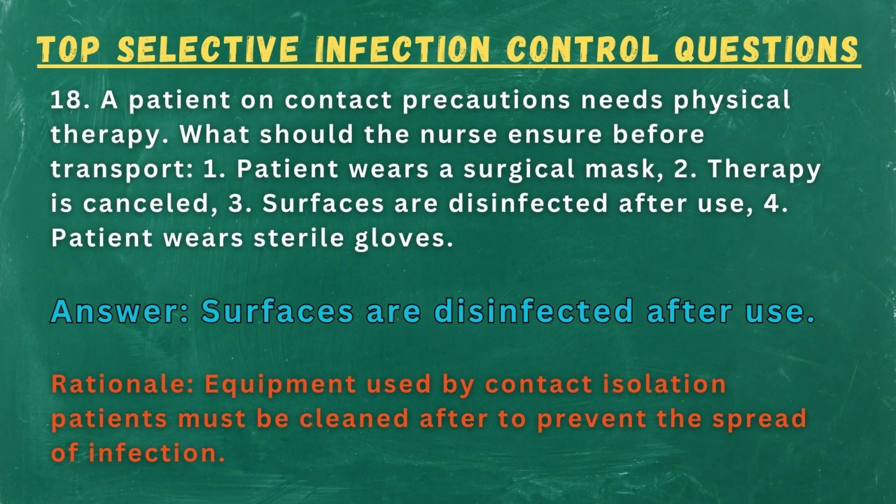18. A patient on contact precautions needs physical therapy. What should the nurse ensure before transport? 1. Patient wears a surgical mask. 2. Therapy is canceled. 3. Surfaces are disinfected after use. 4. Patient wears sterile gloves. Answer: Surfaces are disinfected after use. Rationale: Equipment used by contact isolation patients must be cleaned after to prevent the spread of infection.